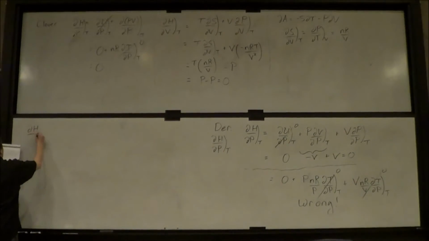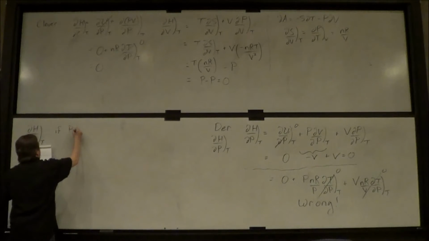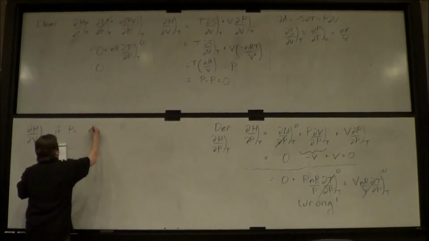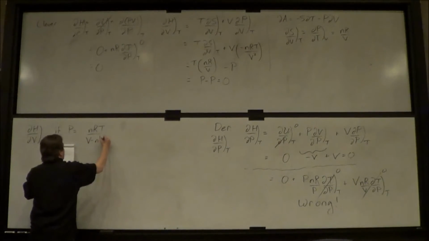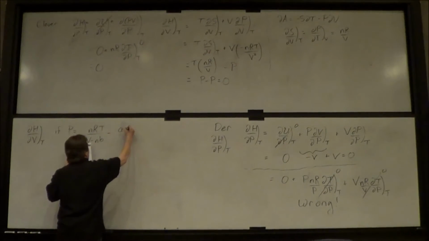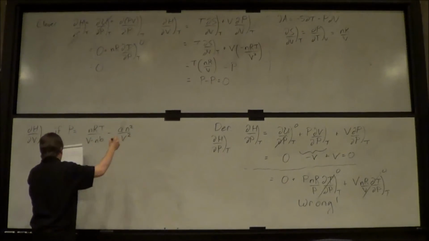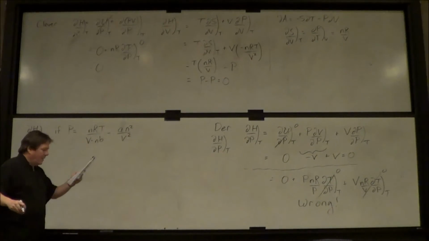Joule-Thomson wasn't quite the same way. I didn't quite ask this question. I actually looked at H as the change of P as I'm doing V. If P is nRT, so I'm using the n version, squared over V squared, is that right? Just going on hand. Okay.